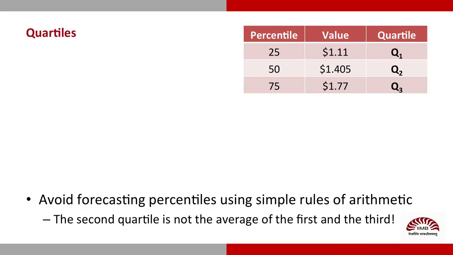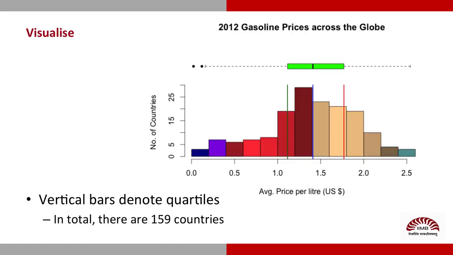We build a histogram using all of the gas prices. I have done this using R. Then these special values cut out slices which have almost the same number of countries in them. In fact, each slice contains 25% of the data, which amounts to about 40 countries.